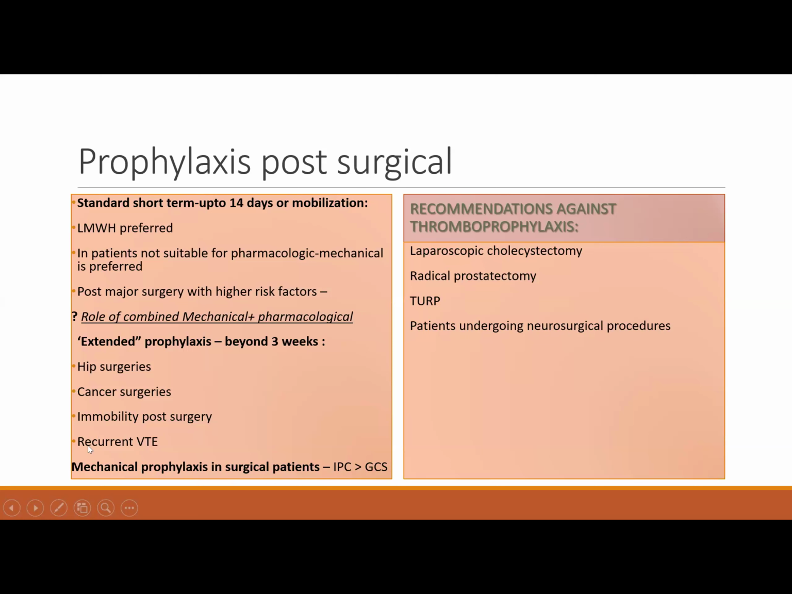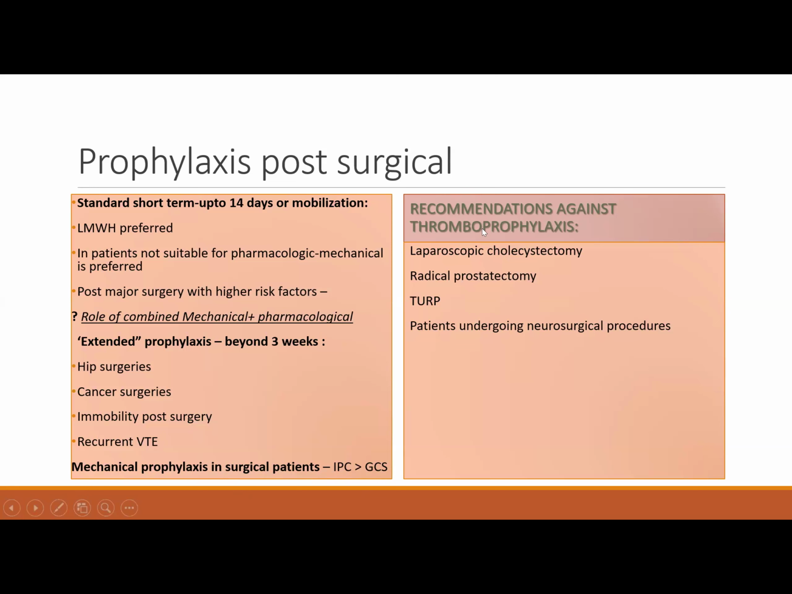Coming to the mechanical DVT prophylaxis, only in surgical patients, there has been some data which says that the pneumatic compression devices are preferred over graded compression stockings, but in the rest of the ICU cohort, both pneumatic compression devices and the graded compression stockings are equal.